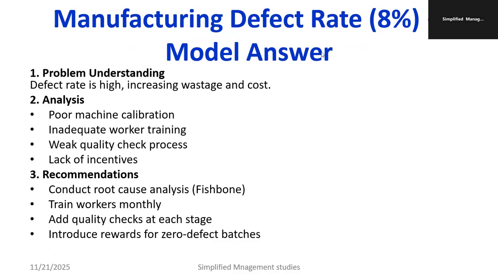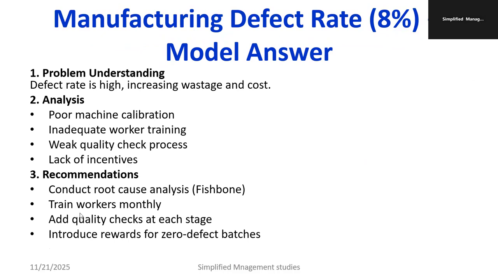Manufacturing defect rate of 8%. Suppose a manufacturing company's defect rate is increasing. The defect rate is very high, increasing wastage and cost. What could be the analysis? Poor machine calibration, inadequate worker training, weak quality check process, lack of incentives. These are the major reasons.